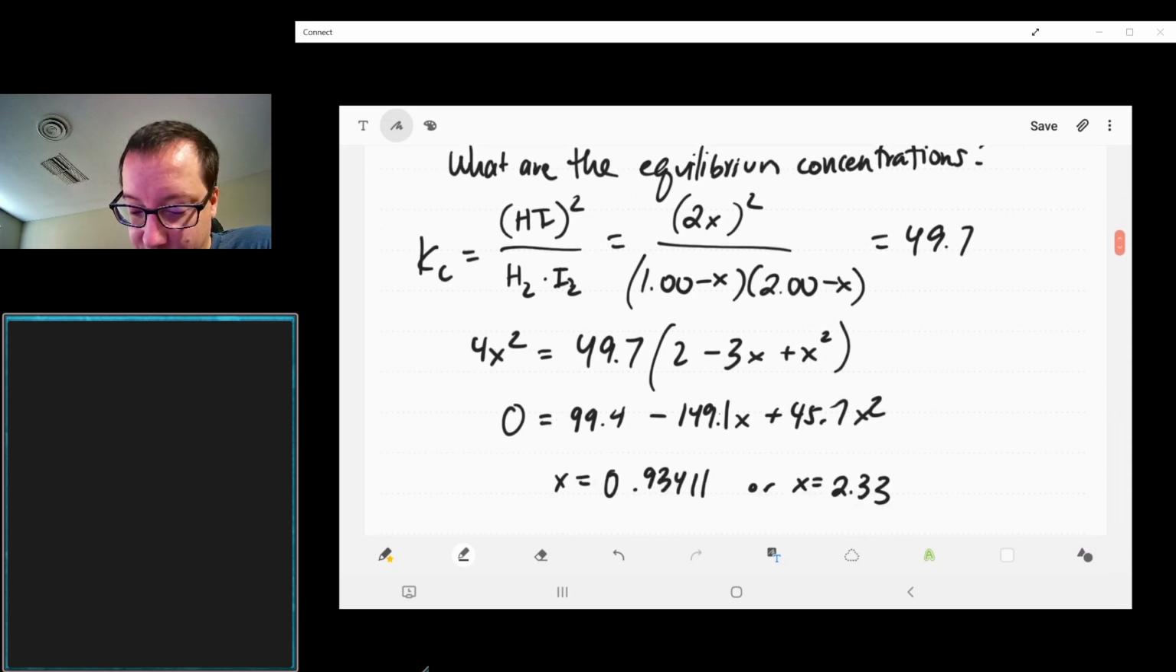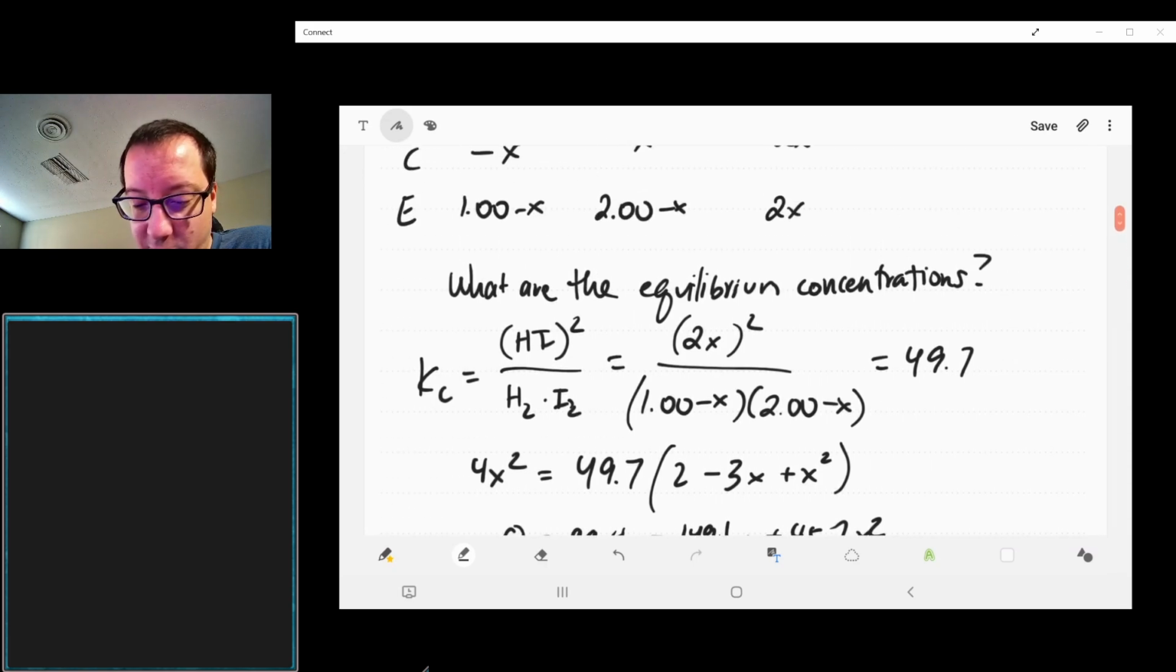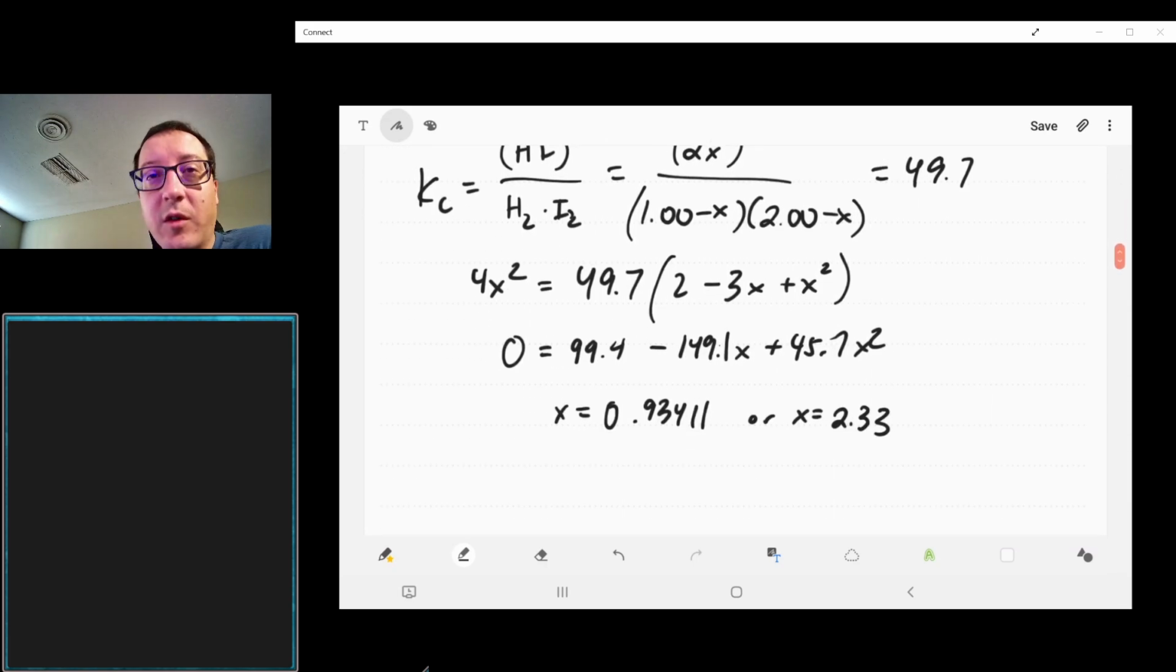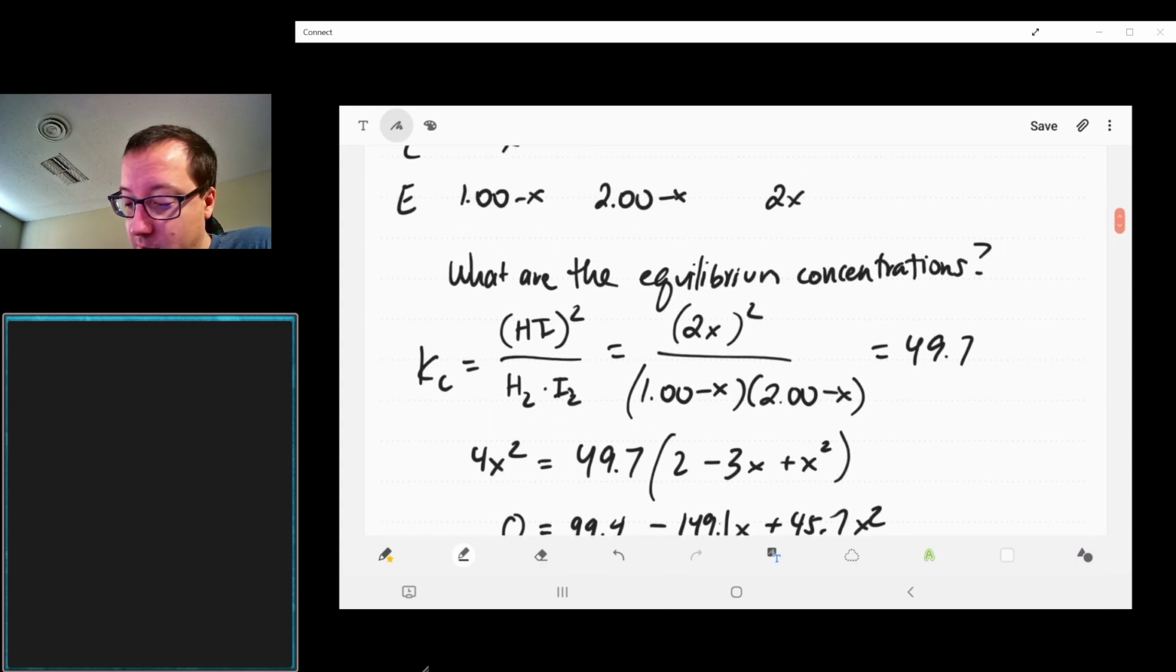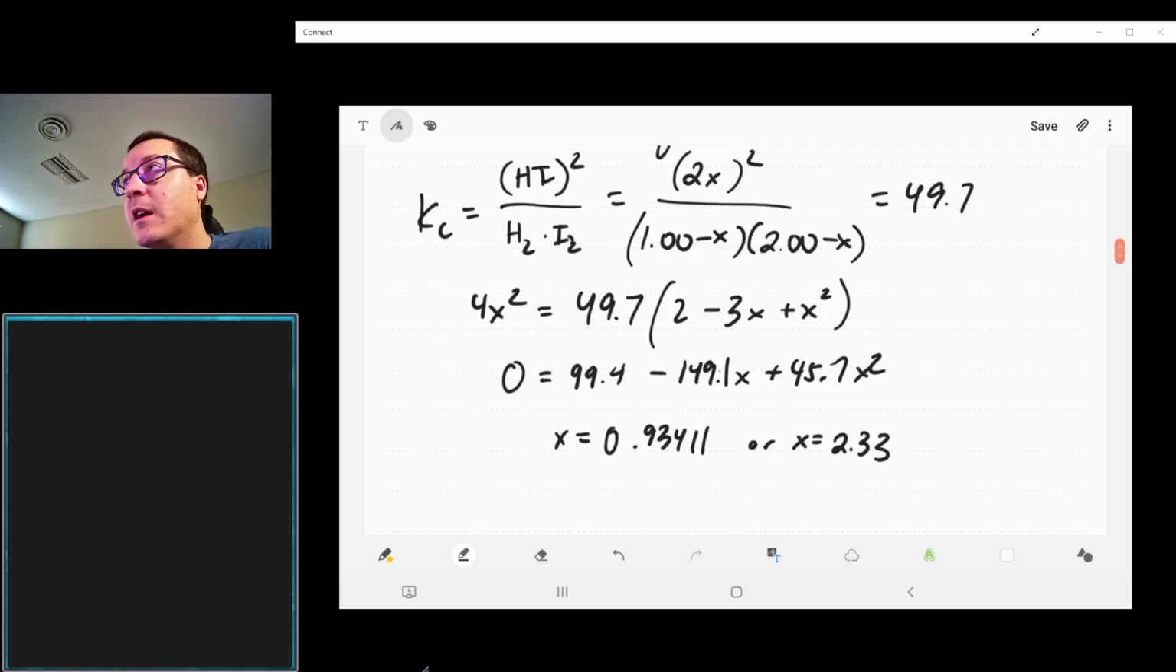Yes, it looks like the first one is acceptable because we can have 1 minus 0.934. That's a totally valid number. However, we cannot do 1 minus 2.33. That's not an acceptable solution because that will give us a negative concentration, which is not allowed. So we're going to go ahead and say x is going to be this number.